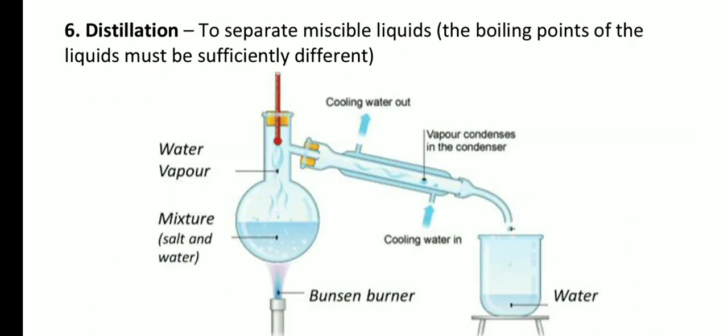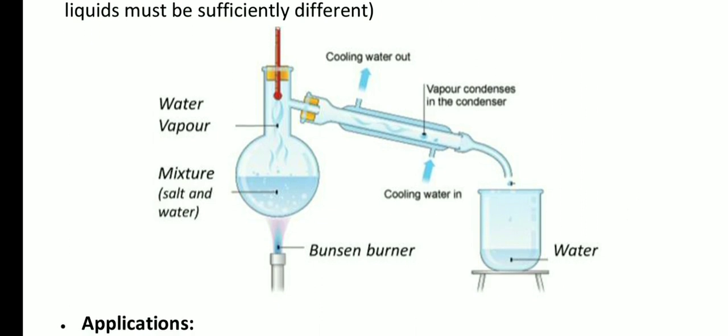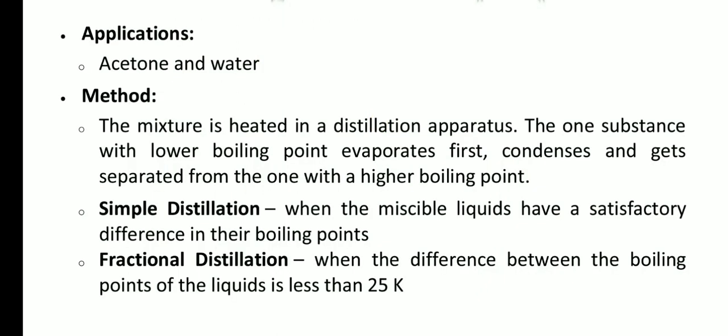The next method is distillation. It is used to separate miscible liquids, that is, the boiling points of the liquids must be sufficiently different. As you can clearly see from this figure, this is the process of distillation, where the water or the liquid is continuously heated, after which the condensed form of the water is received in the beaker after passing through the condenser. Its application is separation of acetone and water and many more.